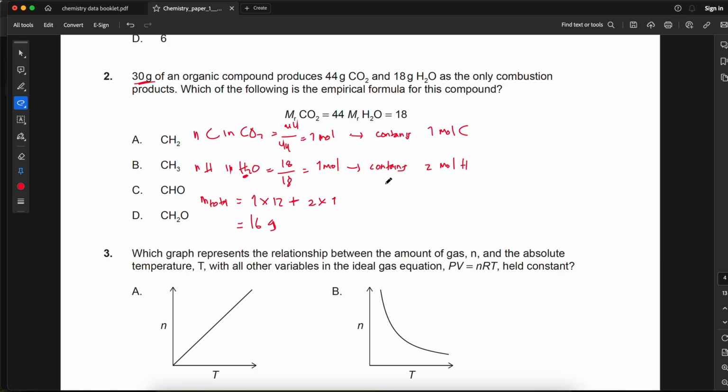Therefore, there is another element, which is oxygen, contained in this organic compound. So oxygen, the mole is 16 divided by 16. So the mass of oxygen is 16, and the relative atomic mass of oxygen is 16. So you get 1 mole of oxygen. So the empirical formula would be CH2O. All right.